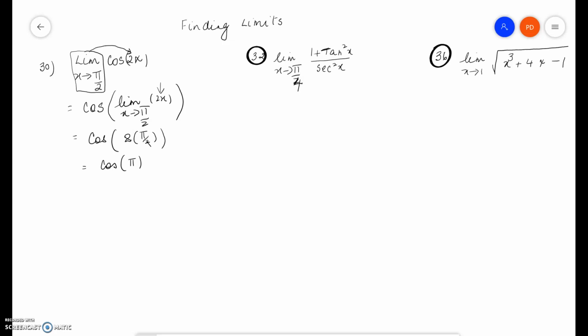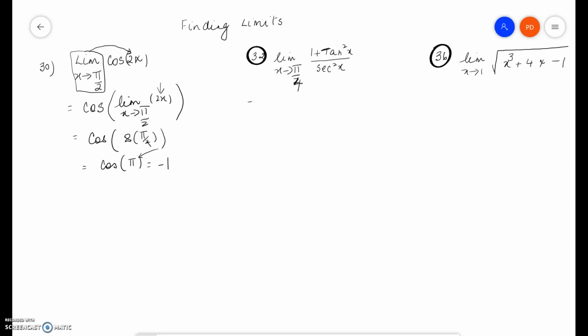Now, if you're confused or if you don't remember what cosine of pi is, just enter it into your calculator and you'll notice that's equal to -1. Make sure that the settings on your calculator are for the radian measure, not the degree measure.